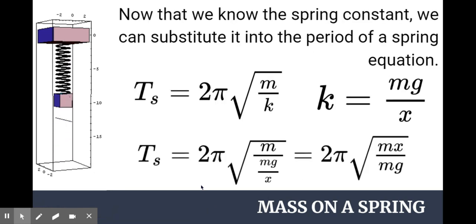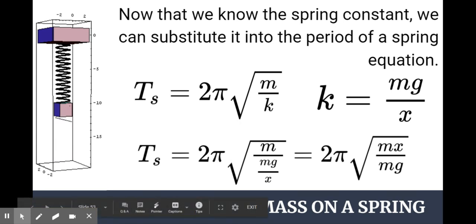Once we know that spring constant, we can actually substitute it into our period equation. So we take this spring constant equation we just figured out, and we substitute it into our equation. We get this equation down here on the bottom left.